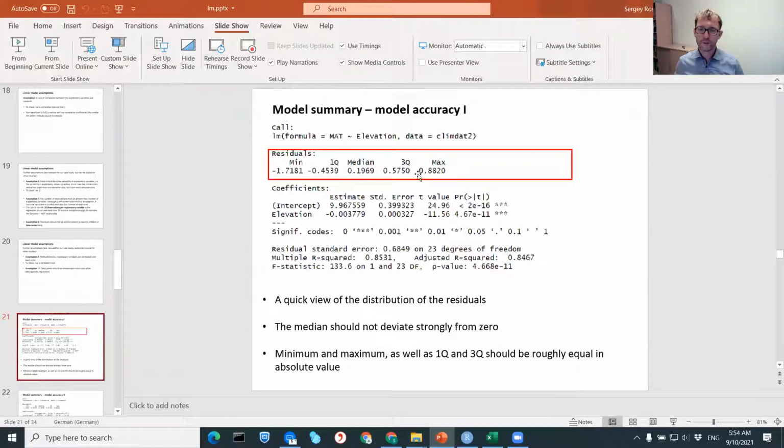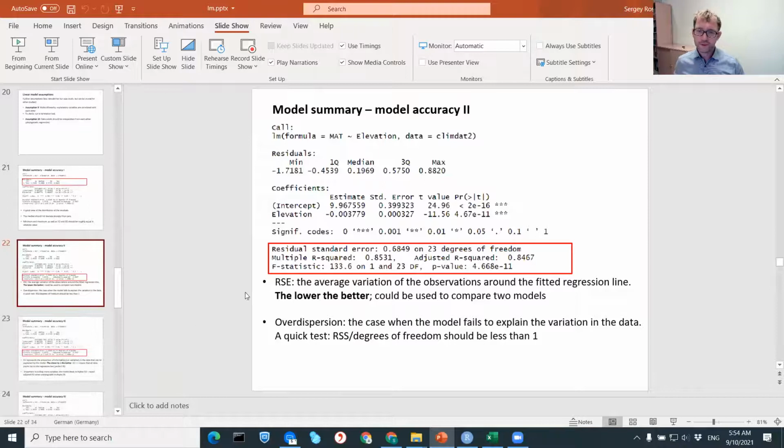And also the mean, the quartiles, you can see that it's more or less normal here, it's slightly skewed. But the point here is the median should not deviate strongly from 0. Right, down here, we also get a few important numbers.